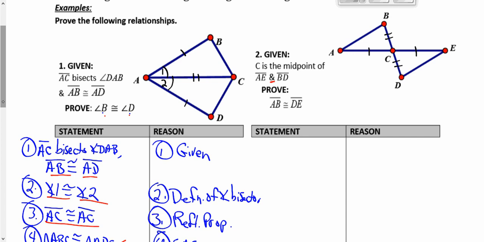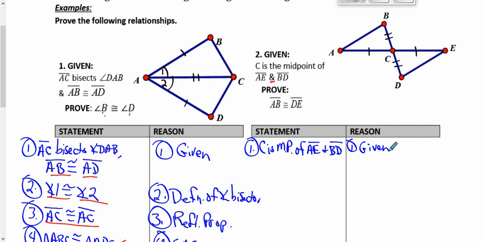I'll get the given written down since we've got to have that anyway. So C is midpoint of AE and BD. So I can abbreviate the given as long as it's all there. You have to, but it's all got to be there in this episode. You can abbreviate.